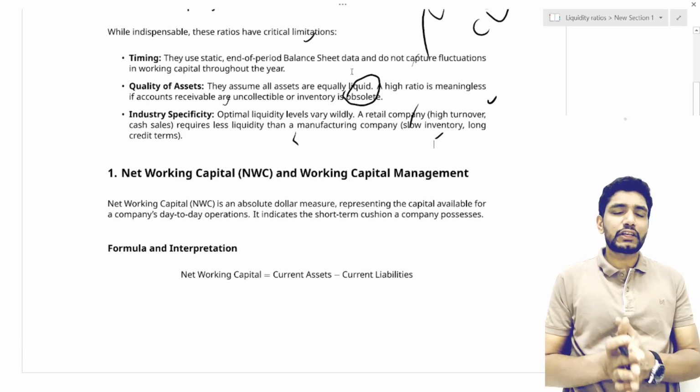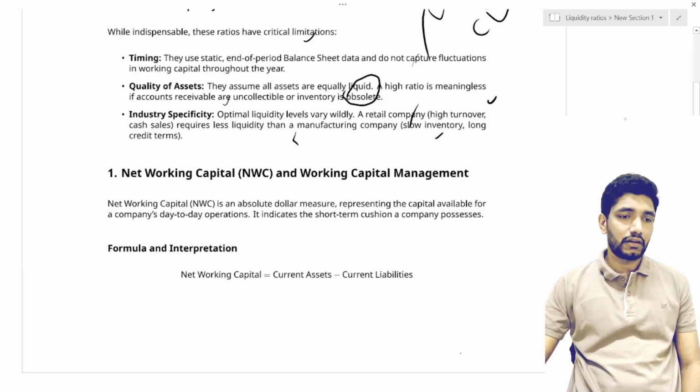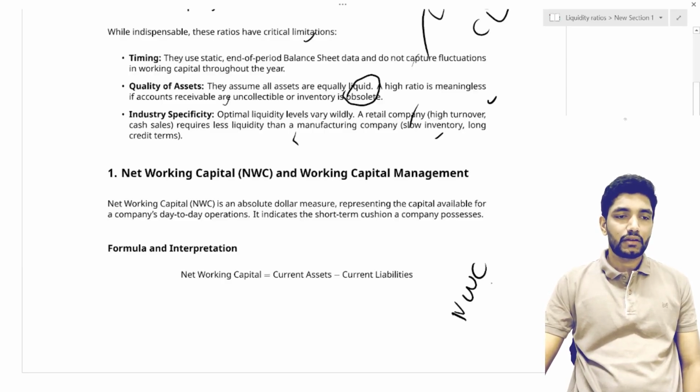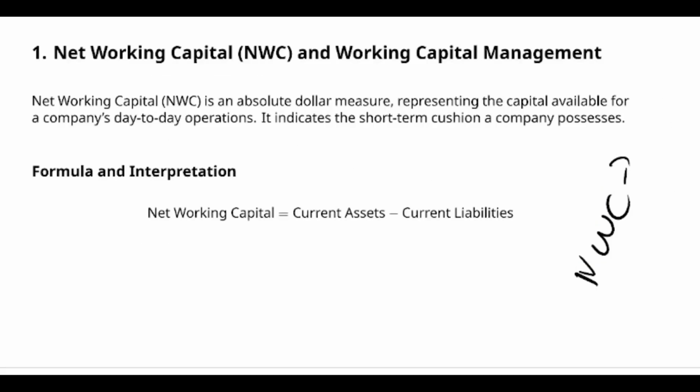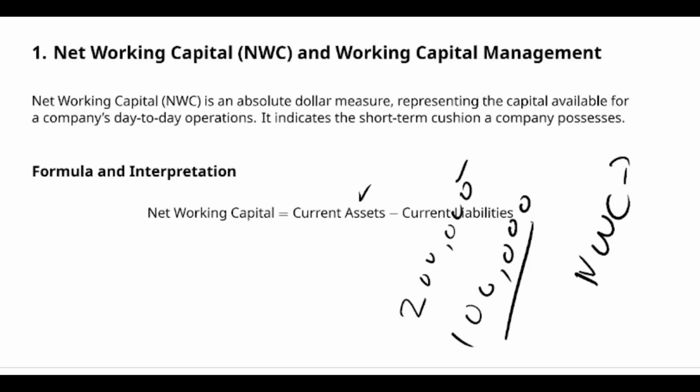So let's start with net working capital. What is net working capital? Net working capital is the difference between current assets and current liabilities. For example, if a company has current assets of 200,000 and current liabilities of 100,000, then 100,000 is the net working capital. It means this company has 100,000 in net working capital to manage its day-to-day operations.